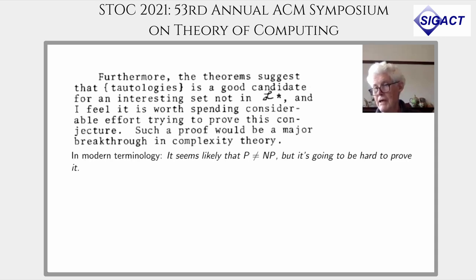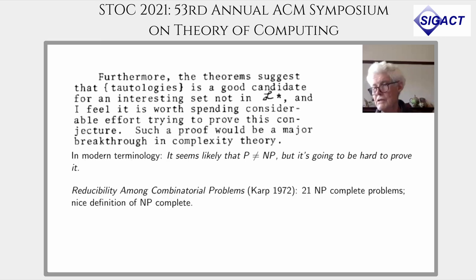Of course, Dick Karp's famous 1972 paper, Reducibility Among Combinatorial Problems, gave 21 NP-complete problems with a nice definition of NP-complete, and this really showed the importance of this notion.